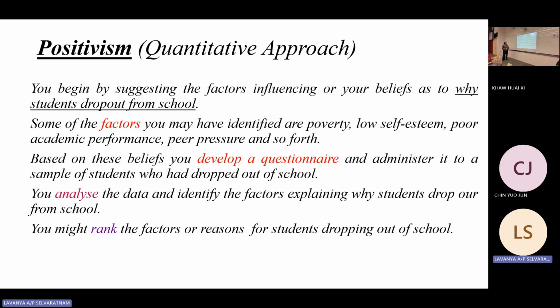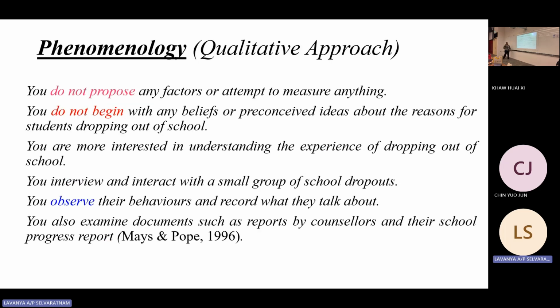Quantitative research, you begin by suggesting the factors influencing, or your beliefs as to why students drop out from school. So if you ask, why in my past relationships did all not work out? You have a list of things of what you did or they did or whatever it is. And then you take, okay, this guy, this happened, this girl, this happened, and then you see this is a pattern that's always happening with me. That is why my previous relationships are not working out. That's positivism. You are predicting this and you are finding out the frequency of it happening. All right. That's what this slide is explaining.